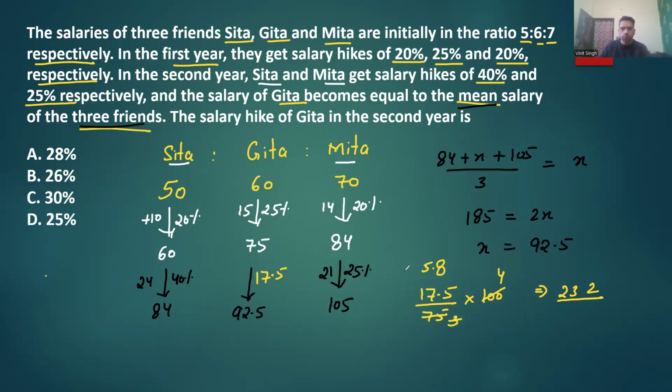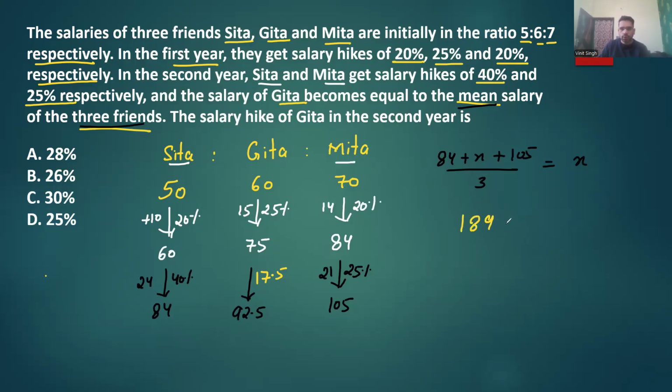Oh, sorry. So there is a problem in this solution. It becomes 189 instead of 185. 84 plus 105 is 189, which is equal to 2x. So x is equal to 94.5. So here, instead of 92.5, we will write 94.5.